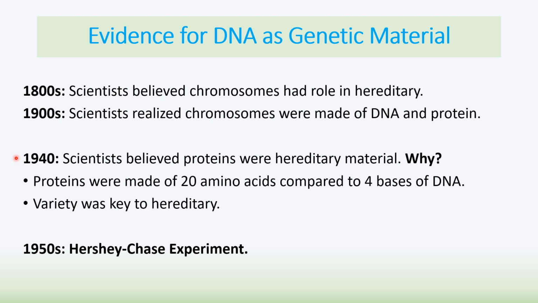And if you think about why this might be, well, proteins are the same in all different living organisms. They've got specific shapes. But proteins were effectively made of 20 amino acids compared to 4 bases of DNA. Now, why is this important? People would have thought, well, that gives more variety, so you would get more of the variety of life we have, because variety is the key for heredity. However, the experiment in the 1950s by Hershey and Chase disproved that proteins were the hereditary material and proved that it is the DNA bases that are key.